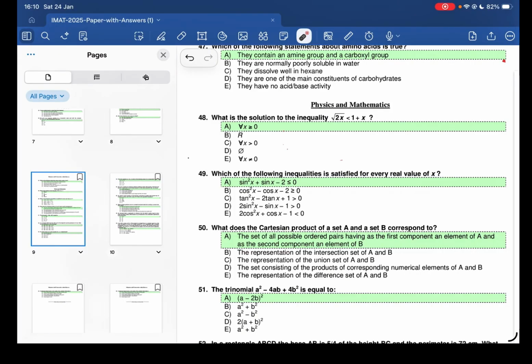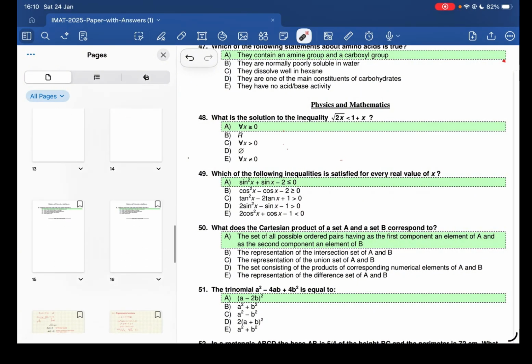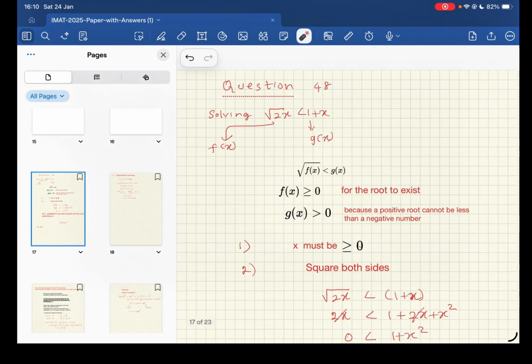Usually we write x is greater than or equal to 0, but here this is the universal quantifier. That tells you every value of x we are solving for. So let's try to approach this question. I have already prepared something. In this question you have to understand, we are trying to solve root of 2x is less than 1 plus x. Let me consider root of 2x and 1 plus x as two different functions.